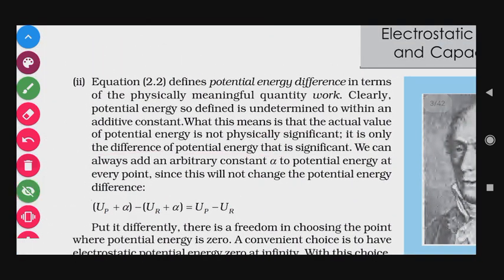The second point is that equation 2.2 defines potential energy difference in terms of the physically meaningful quantity of work. So potential energy difference is defined in terms of work done in moving the charge from one point to another. Clearly, potential energy so defined is undetermined to within an additive constant. What this means is that the actual value of potential energy is not physically significant; it's only the difference of potential energy that is significant. Okay, so this is very important.